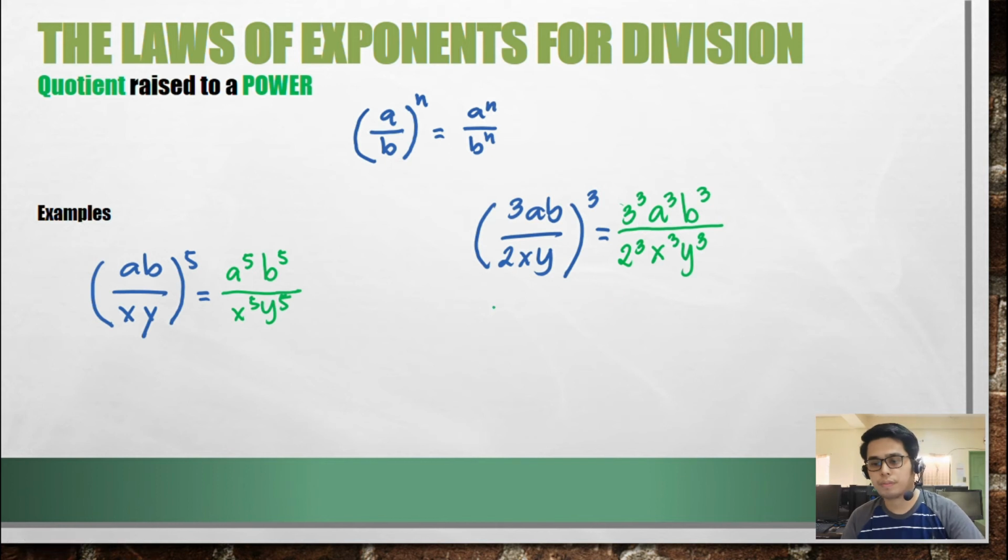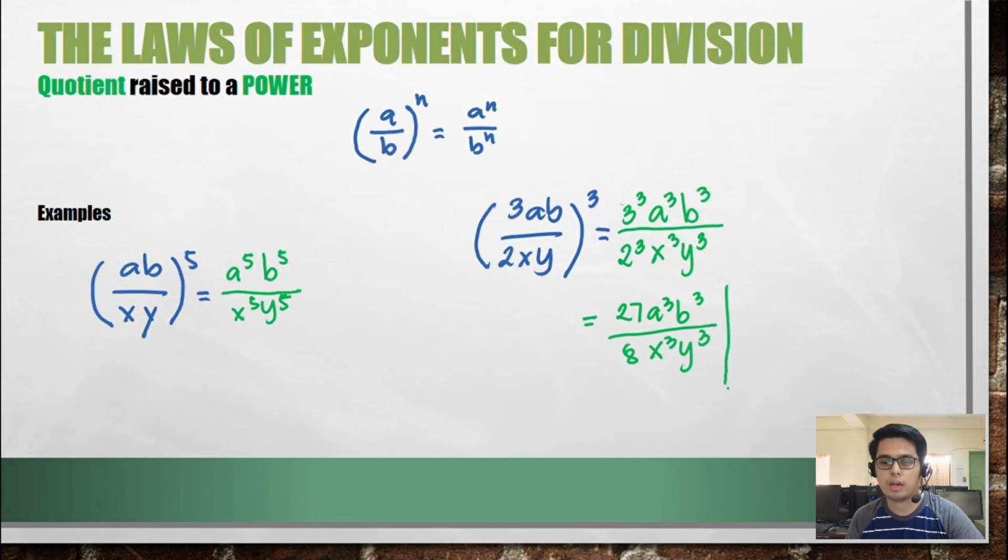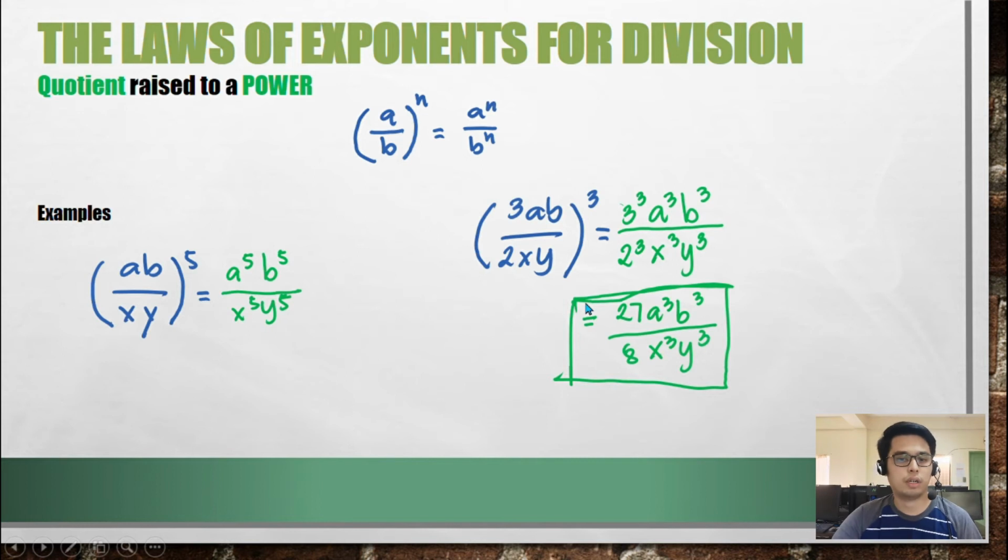Equals. Ang 3 cube is 27. Copy A cube, B cube. Over, ang 2 cube natin ay 8. Copy na yung remaining x cube, y cube. Okay, yung 27 at 8 wala nang common factor. Pwede na yan yung answer natin. Okay, so yun lang yung quotient raised to a power.